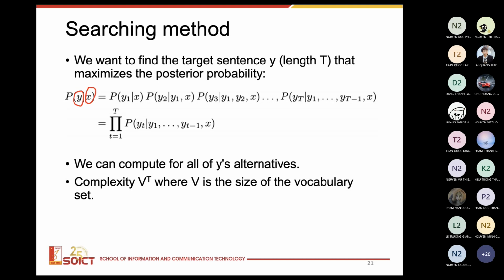If we decompose the probability here, it is the joint probability of having Y1, the first token, given X, and then the probability of having the second token given Y1 and X, and so on. So it is all probability we have here. By definition, if we model the probability this way, we would have to compute the probability for all alternatives of Y.